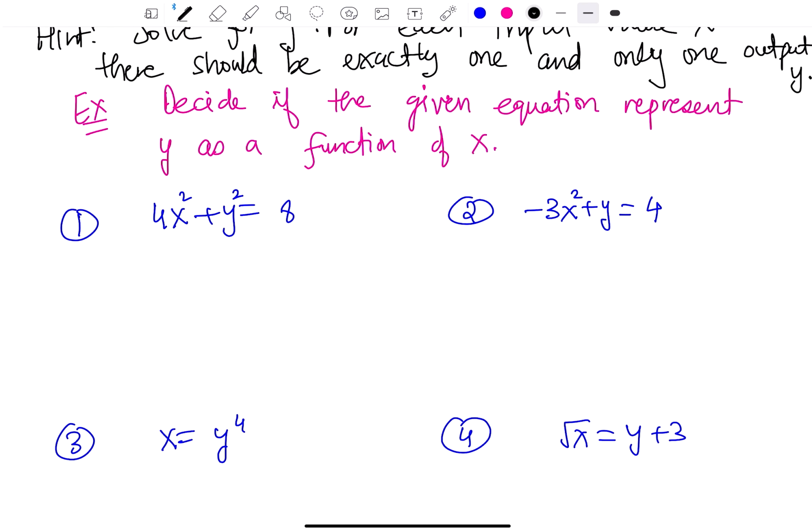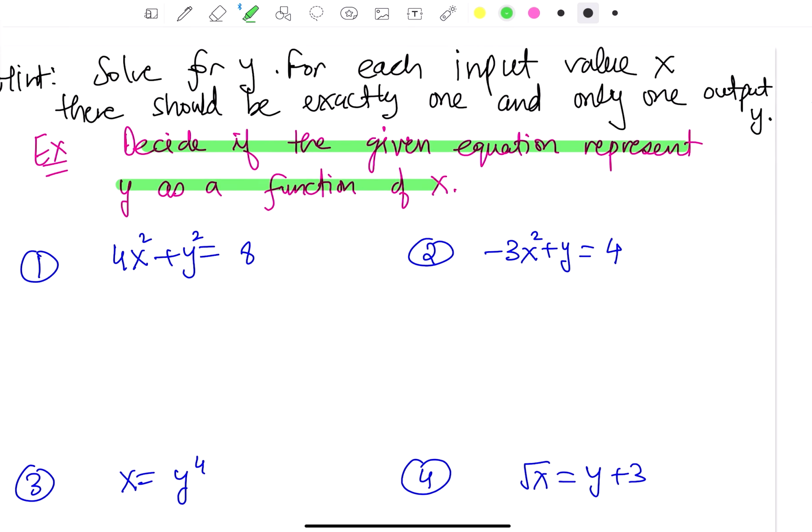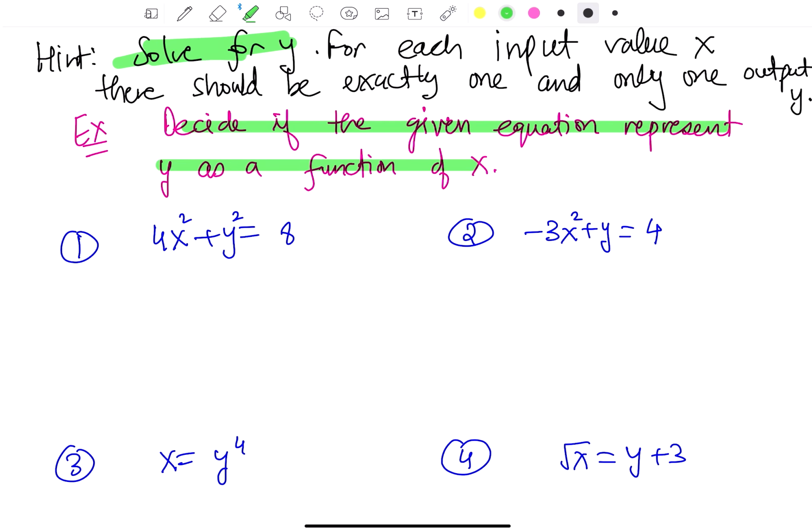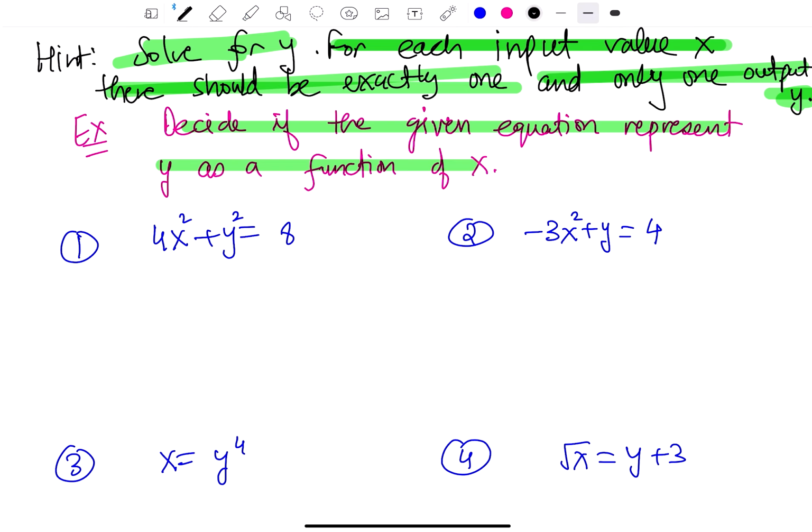So next problem, decide if the given equation represents y as a function of x or not. Hint, we're going to solve for y. For each input value x, there should be exactly one and only one output value y. That means one x should not be connected to 2 different y's. So let's go ahead and solve for y here.